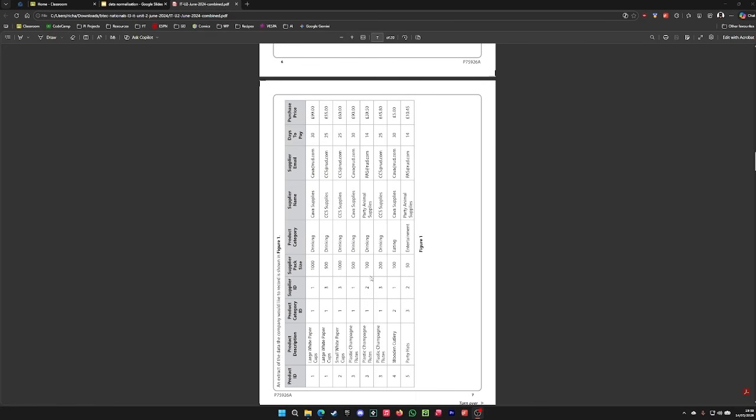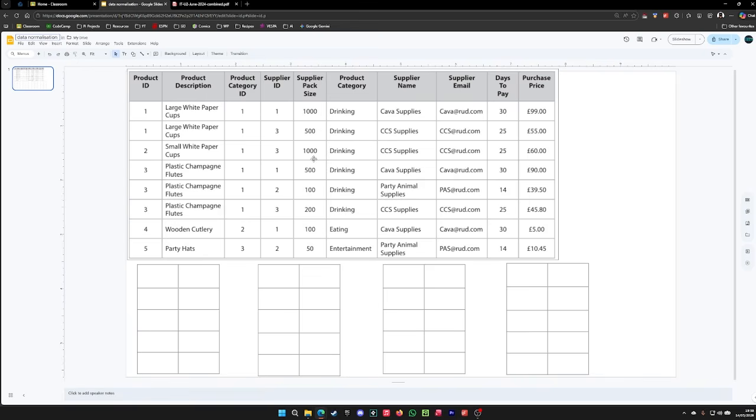Now it's vertical on the screen, so what I've done instead is I've put it into a slideshow just so we can make it easier to read for ourselves. This is the sort of thing I would expect to do in the paper. This is what I would do if I was looking at a data set like this and I've got to get it to third normal form.